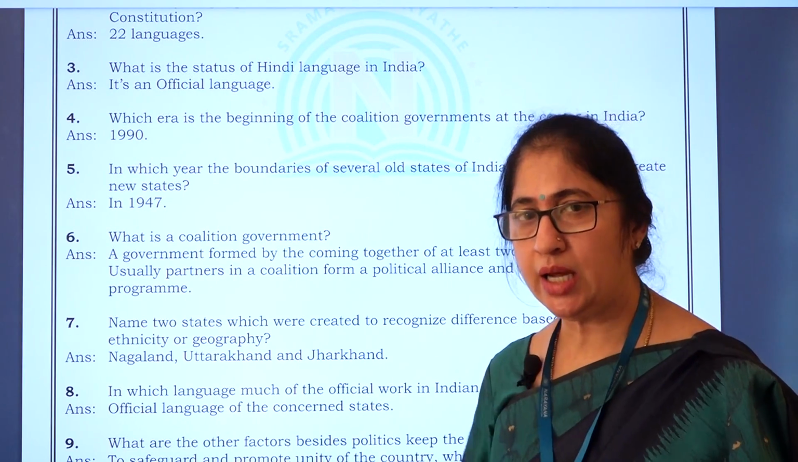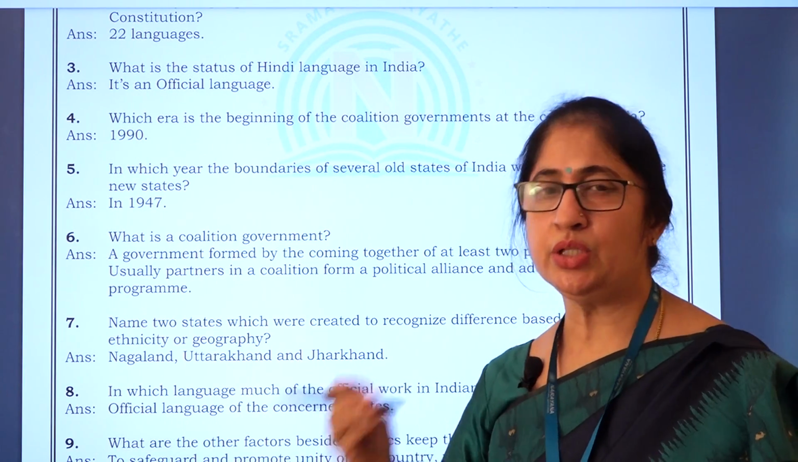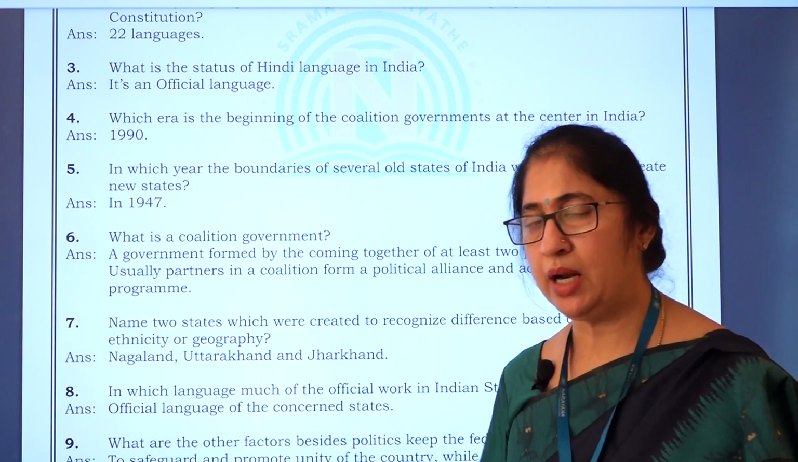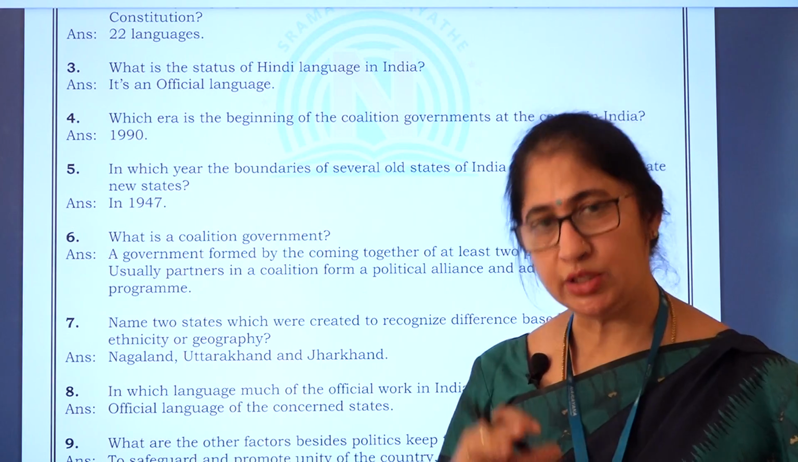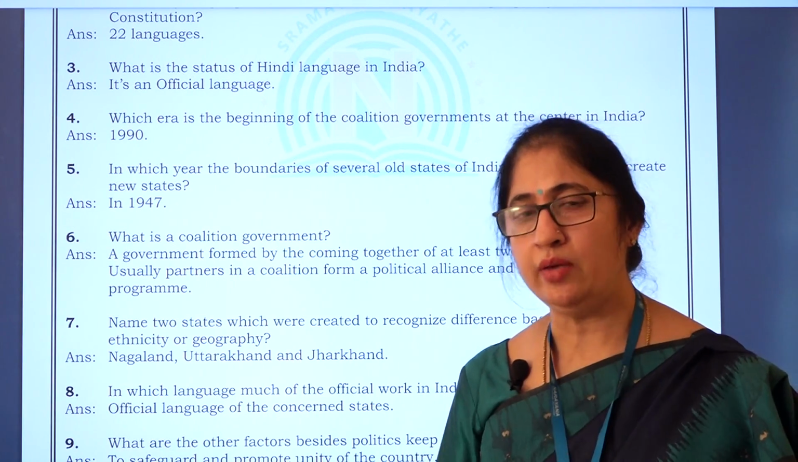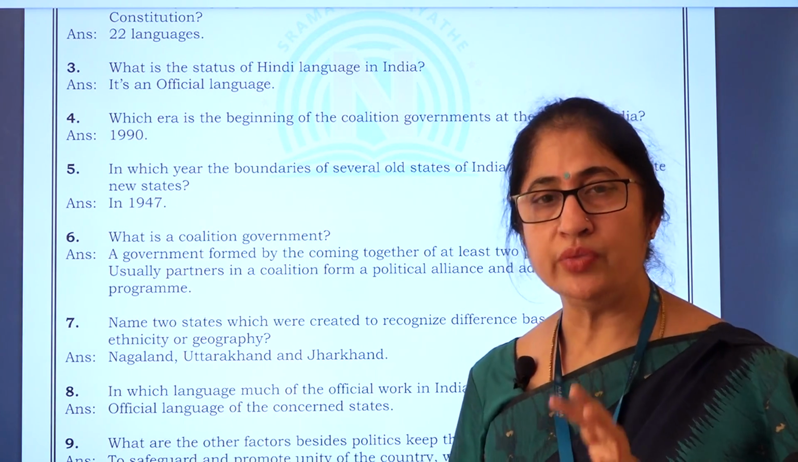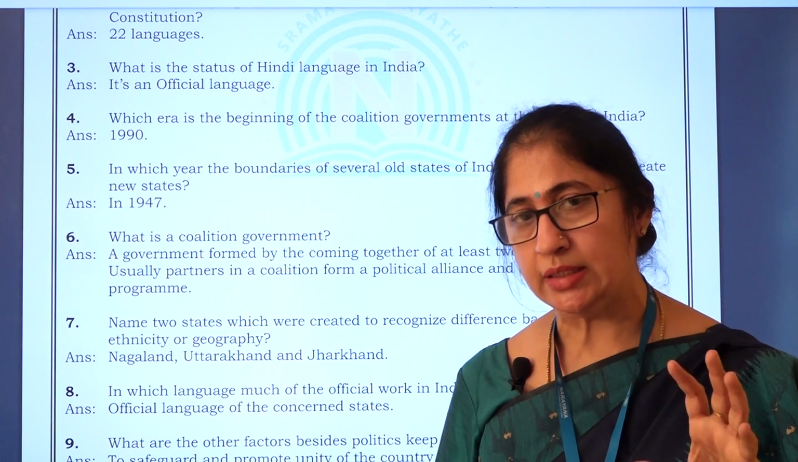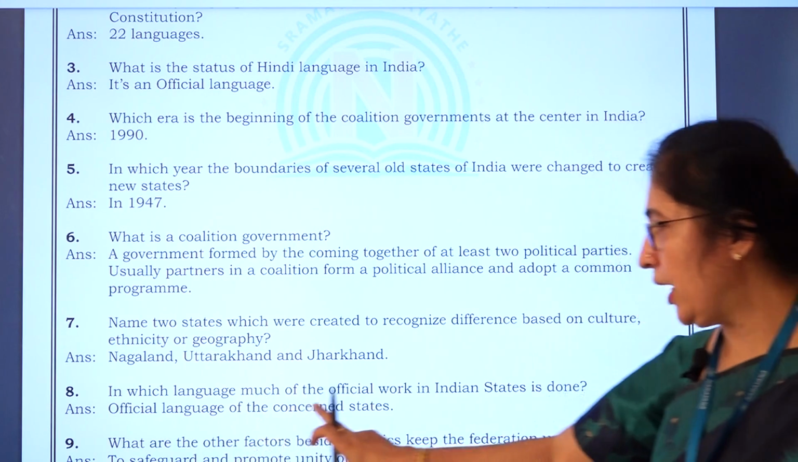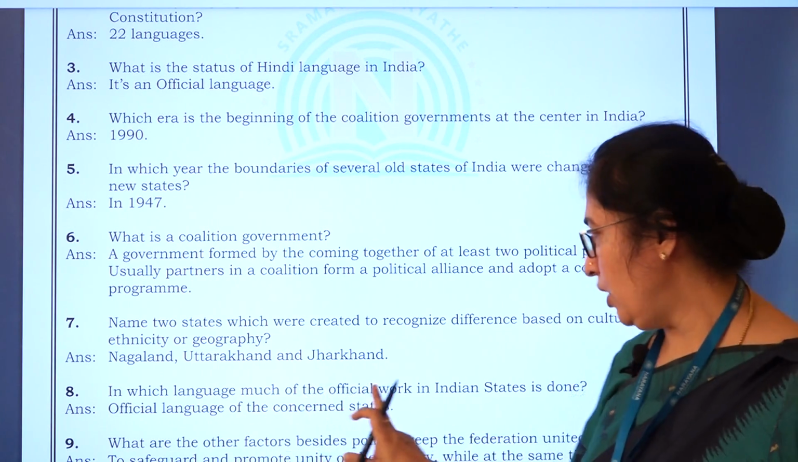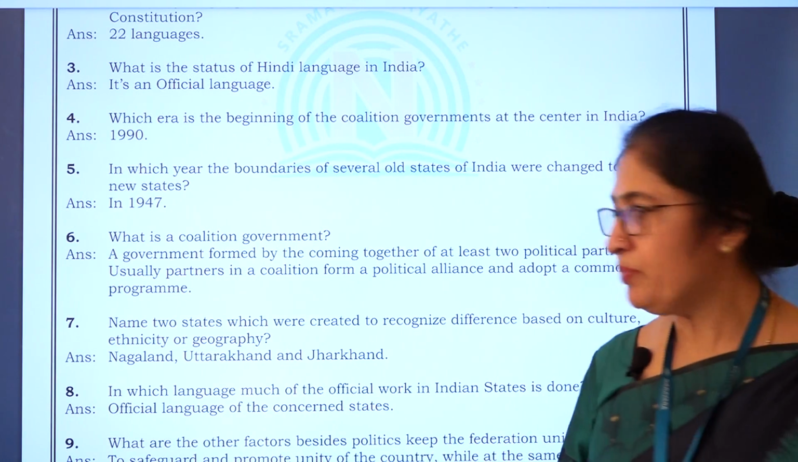If it is Karnataka, it is Kannada. If it is Andhra Pradesh, it is Telugu. If it is Maharashtra, it is Marathi. Like this, whatever the languages that have been recognized as scheduled languages, in those languages the official work of the concerned states will be carried out. So the official language of the concerned states is used, and the official work in Indian states will be carried out.